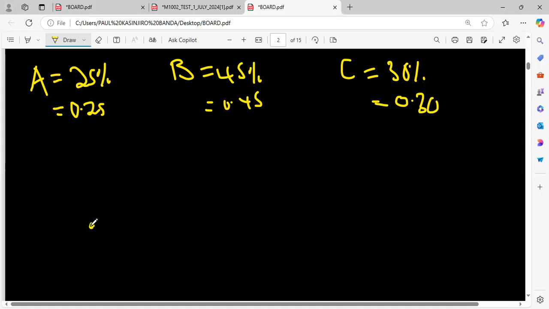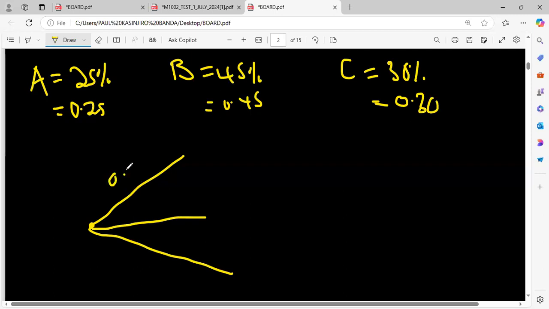Okay, so now let's come up with a simple tree diagram. So if this is my starting point here, I'm going to draw 3 lines from this starting point. Lab A, lab B, and then I have what? Lab C. Okay, so what is the probability of something coming from lab A? We're told it's what? 0.25. So I'm going to write 0.25 here. Then what is the probability of something coming from lab B? It's just 0.45. So I'm going to write 0.45 here. Then what's the probability of something coming from lab C? It's just 0.3.